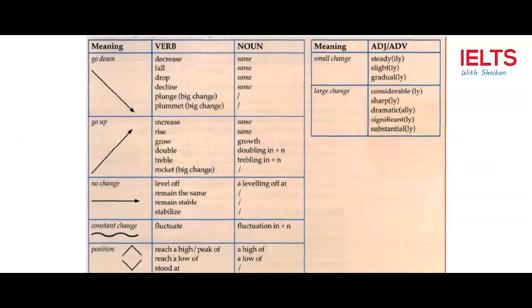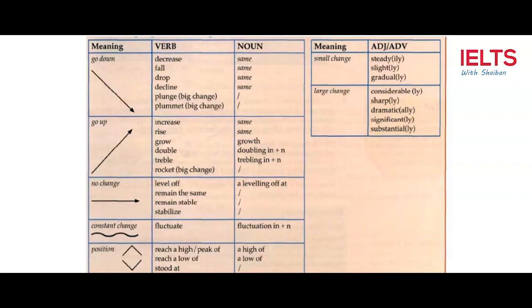The first language which is used in IELTS Task 1 writing is called the language of change. This means, for example, when we talk about graphs, we have something changing, or the data is changing either by going down, as you can see here on the table, like decreasing, falling, dropping, or going up, increasing, rising, growing, doubling, trebling, or no change, constant change, fluctuate, and reaching a position, that means reaching a high or reaching a low.